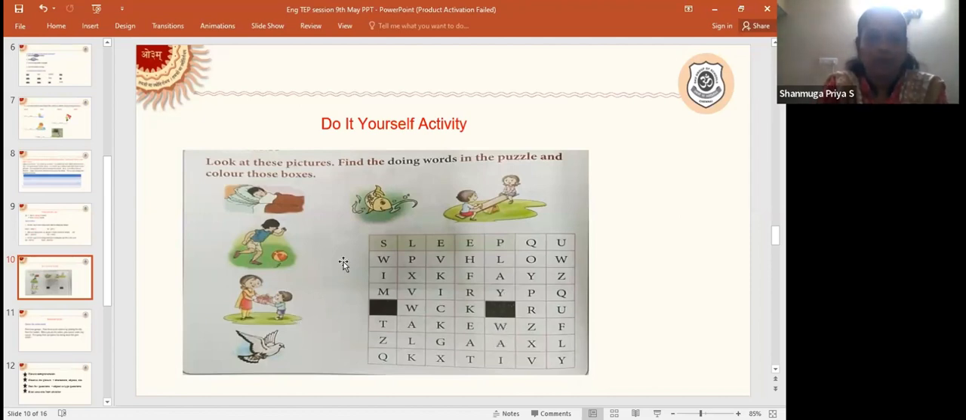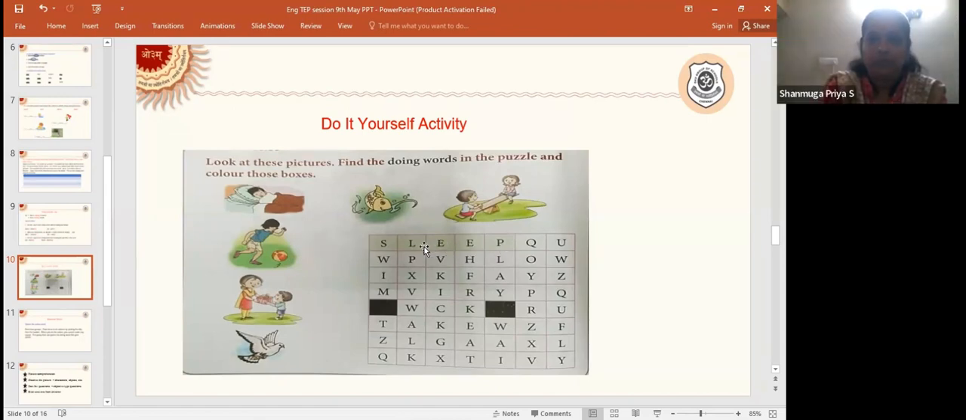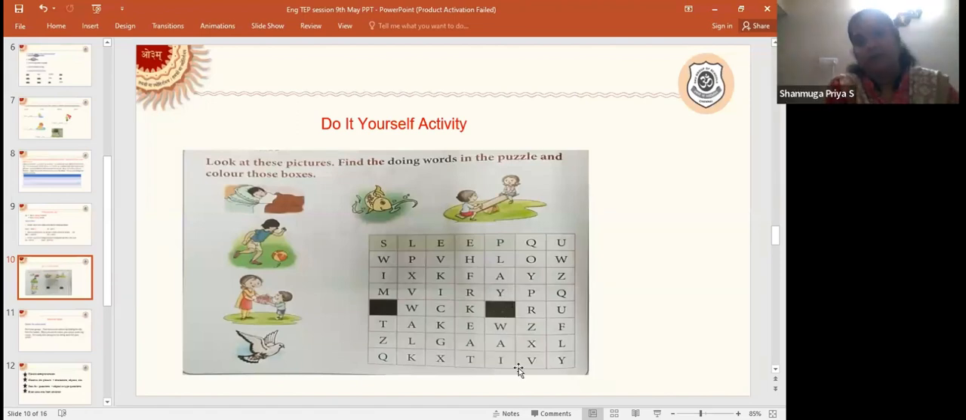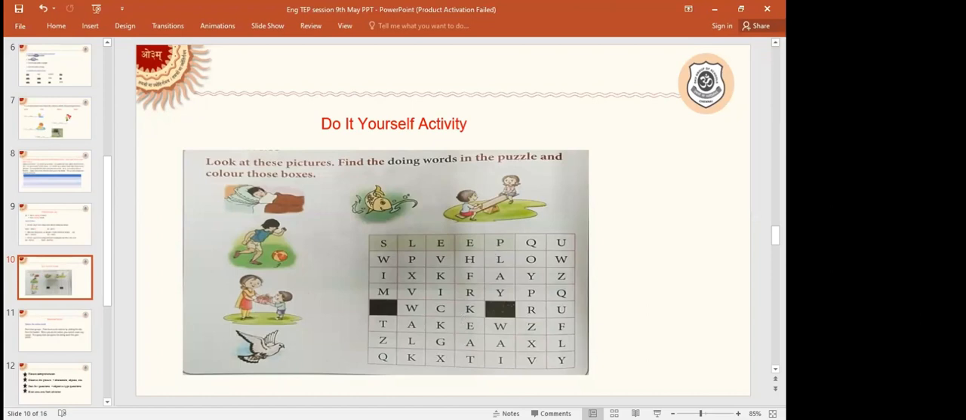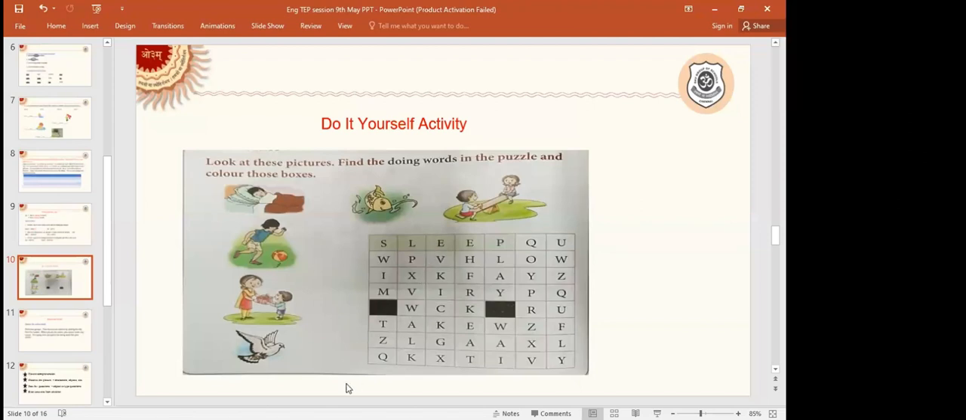Yes, let us discuss now. Were you able to find out all the doing words for the pictures given? Yes, ma'am. One has been done for you, sleep. So can anyone tell me what are the other words? Play, swim, walk, fly. Take, ma'am, take. Okay, there were a couple of words given for which the pictures were not given.